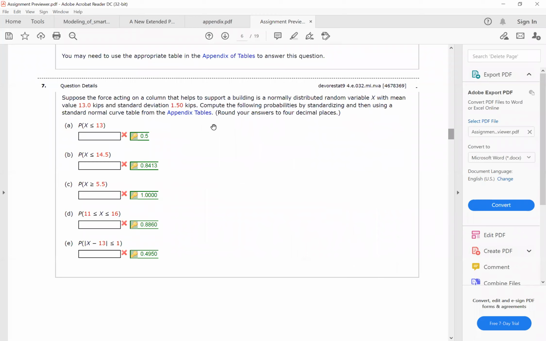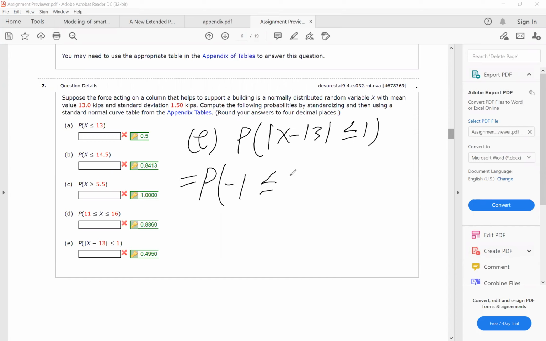Okay, so part A is probability of absolute value of X minus 13 less than or equal to 1. So we can just write X minus 13 from -1 to positive 1. When you have absolute value of x less than some number, that means x is between -1 and 1. But here we have absolute value of x minus 13 less than 1. So that means x minus 13 is between -1 and 1. Now you need to simplify this one. You need to find the value of x.